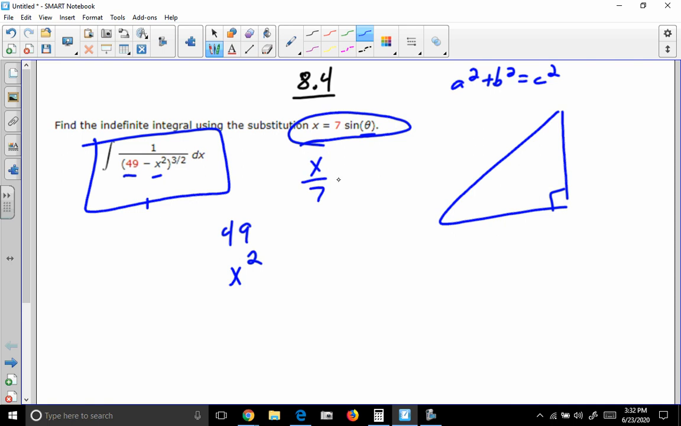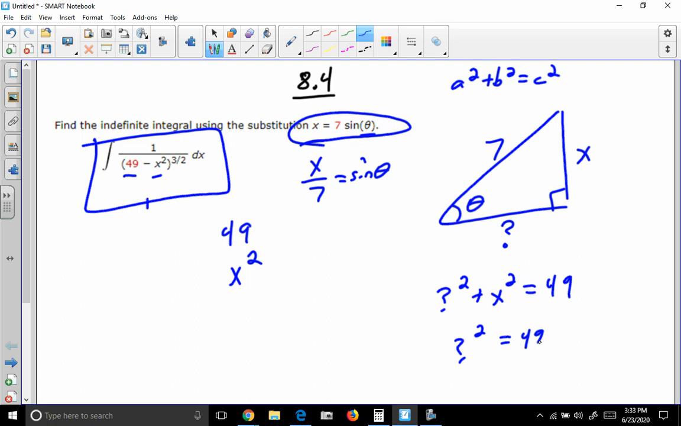If we divide both sides by 7, sine theta, if we call this theta, is x over 7. So if we did the Pythagorean theorem to find this side, that side squared plus x squared would equal 7 squared. If we subtracted x squared from both sides, we would get 49 minus x squared. If we took the square root of both sides, we would get that this missing side here is the square root of 49 minus x squared. So that's what this side is. That just comes from making that substitution.